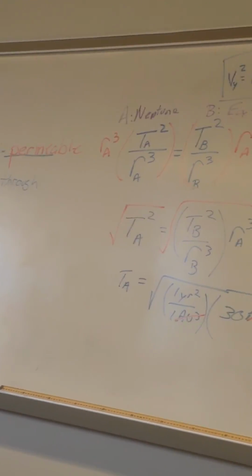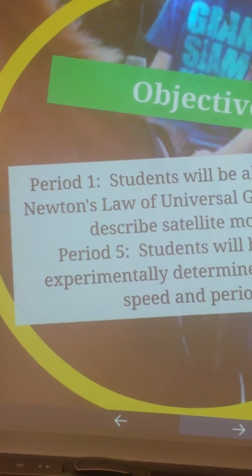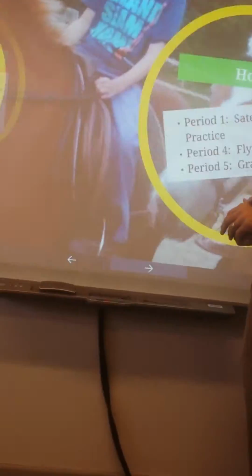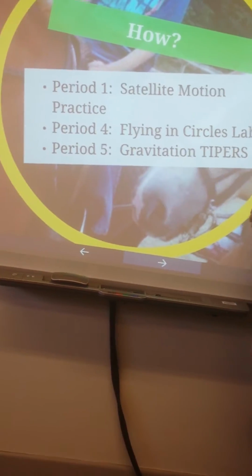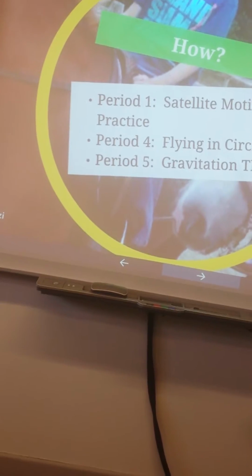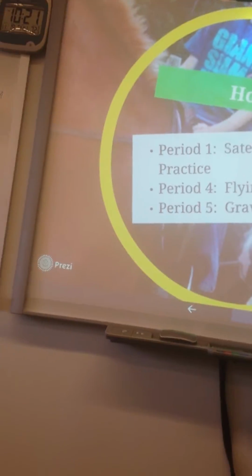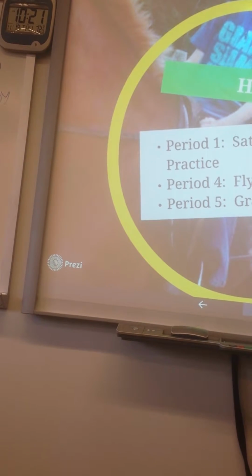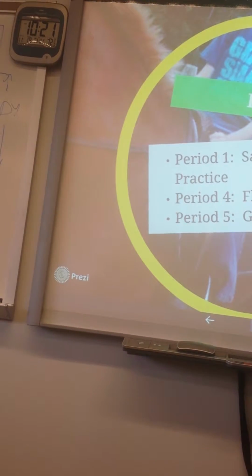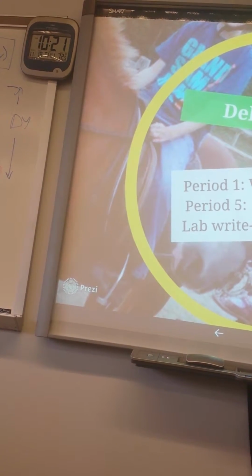Here we go. Today, period 5, you're going to be able to experimentally determine tangential speed and period. You're going to do that through a flying in circles lab this period. I'm sorry we're not going to have any formal lab report, but we're going to work together and think about how to find those things without using a stopwatch. And then we're going to talk about gravitation again, because the test is coming up next week. I want to make sure we get some practice in.